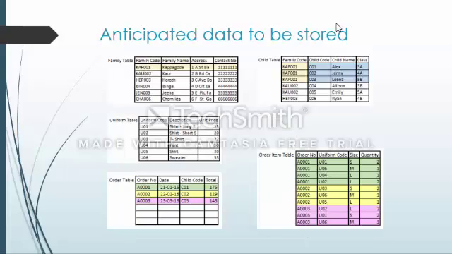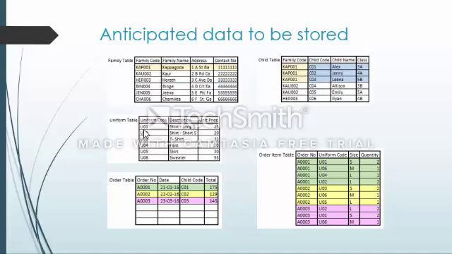Here is our anticipated data to be stored, and there are two tables, the family table and the child table, which are already created when you enrolled your child. In addition, the family table has one record for each family. Also, the child table has one record per child in each family.